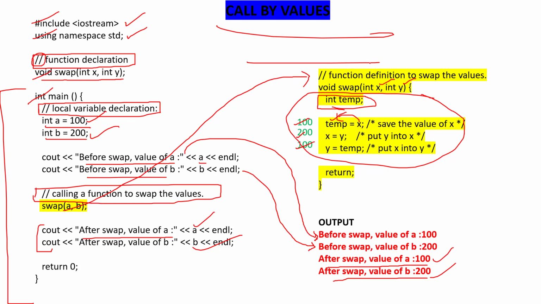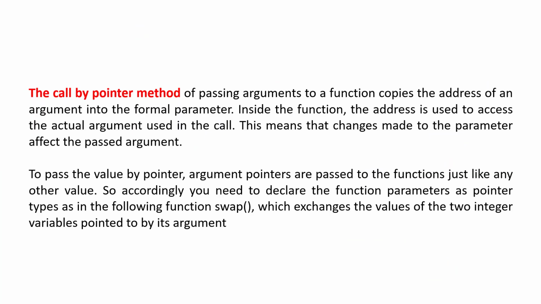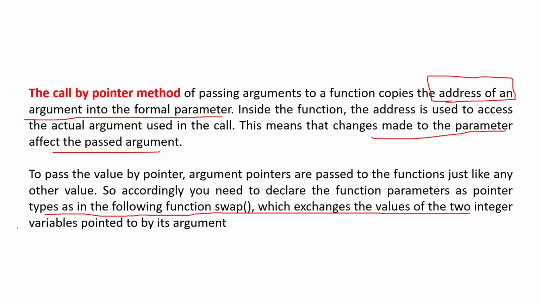We'll see the same problem with call by reference as well as call by pointers. In the call by pointer method for passing arguments to a function, it copies the address of an argument into the formal parameter. So it's all about applying with the address. Inside the function, the address is used to access the actual argument used in the code. This means the changes made to the parameter affect the passed argument. To pass the value by pointer, argument pointers are passed to the function just like any other value. So accordingly, you need to declare the function parameters as pointer type in the following function swap. Okay, we'll see the problem. It will be clear.